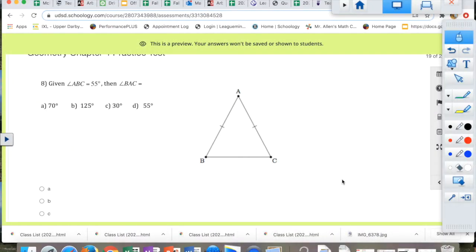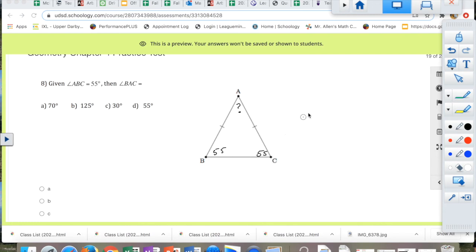Again, another isosceles triangle. We're working backwards like we did. ABC. B is the vertex, so that's where I want to put my angle measurement. With that being said, I know that angle C is 55. I'm looking for BAC, so I have to find this angle up here. See where the vertex is, that's where the angle goes.